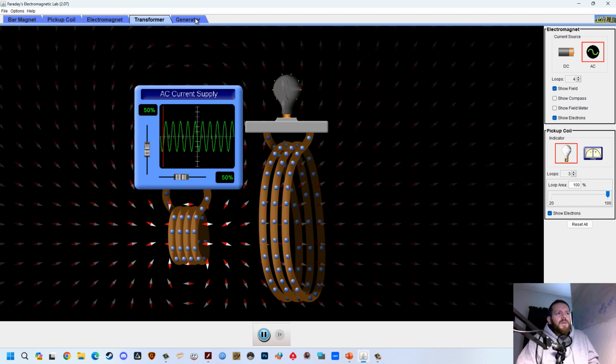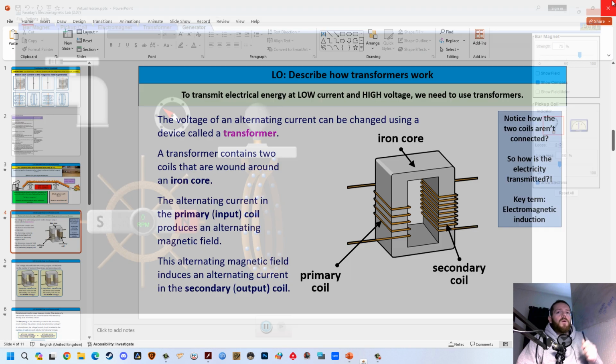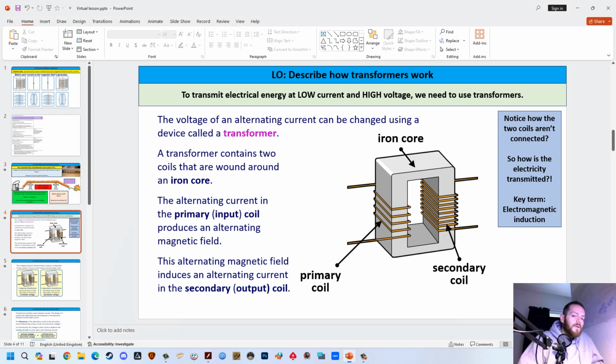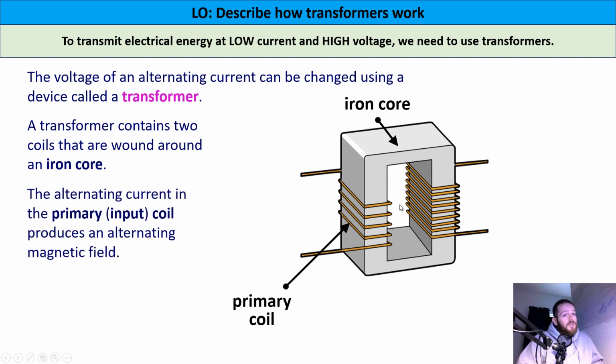I might give you a sneak peek of the generator there. Can you see how that works? Have a think about it. I'm not going to show you this. I'm going to do this in school, but just to get you thinking. Okay, so yeah, that was how a current is induced in a secondary coil, even though these two coils are not connected.